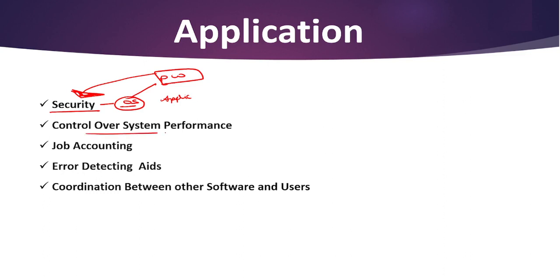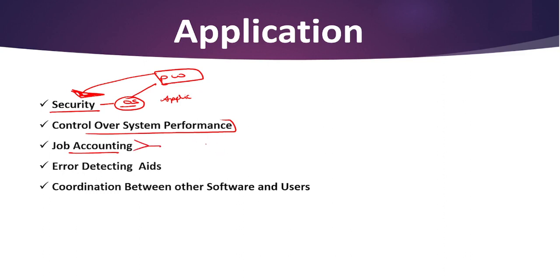Next point is control over system performance. So recording delays between a request for a service and the response from the system is taken under this category. Next is job accounting. So keeping track of time and resources used by various jobs and users.